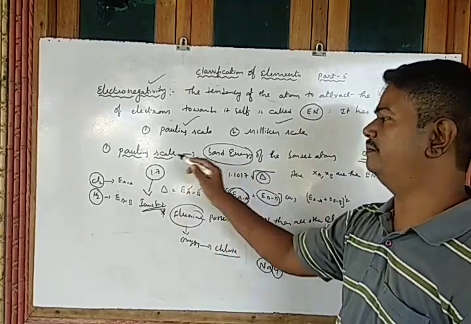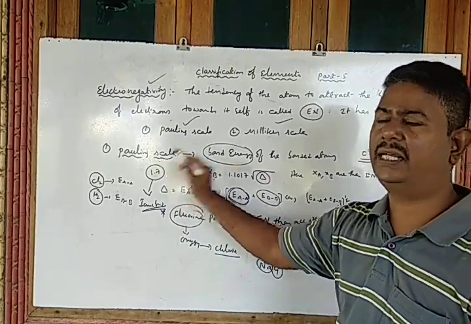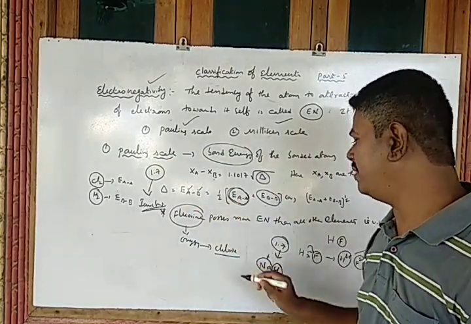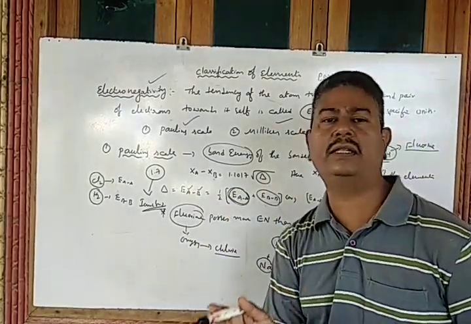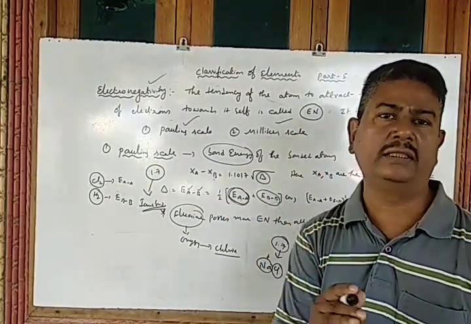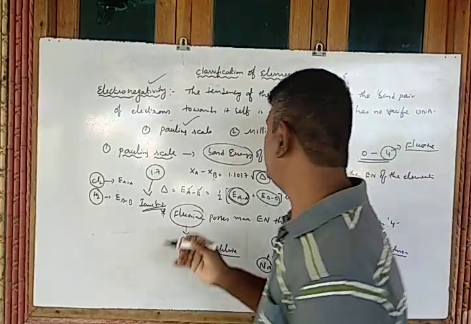That value is substituted in this one, then we get the difference in the electronegativity values. So from the electronegativity values, we conclude whether it is an ionic bond or covalent bond, or physically, that means 50% ionic, which will be calculated. Now the second one is the Mulliken scale.